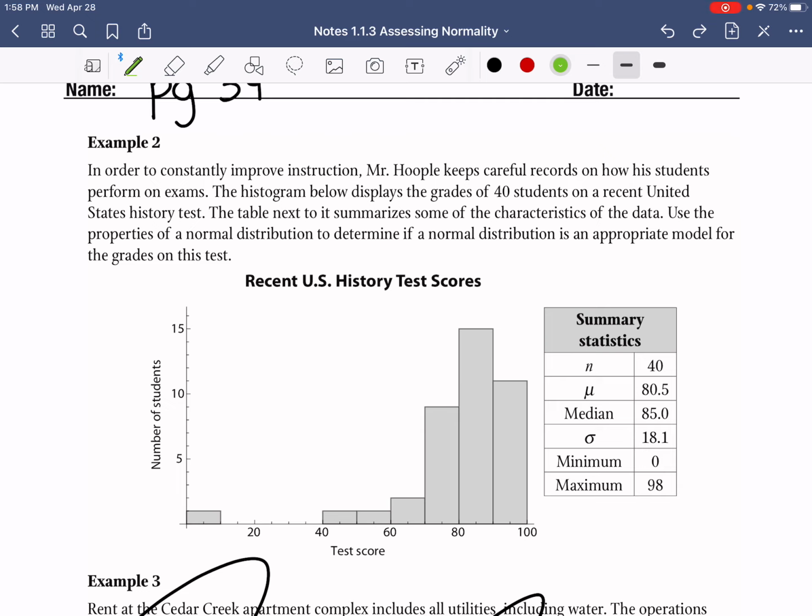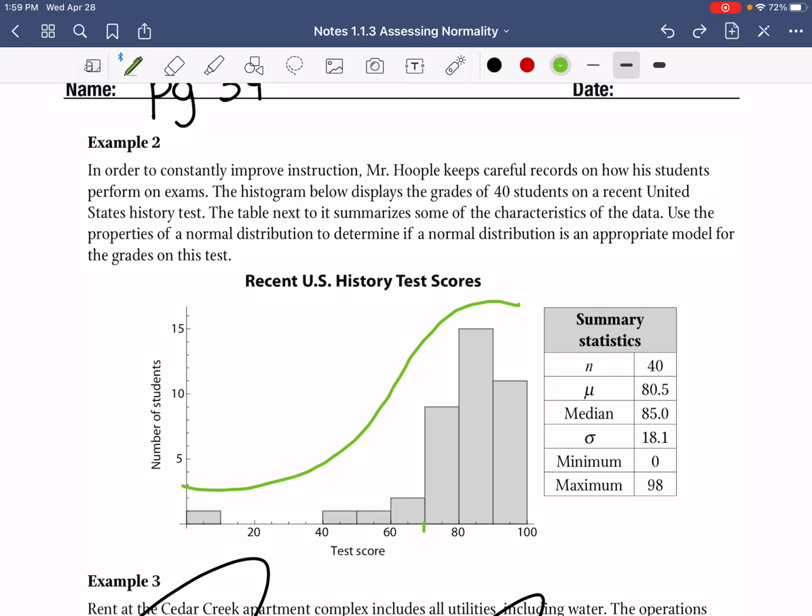Does our histogram look normal? Does it have the majority of the data in the middle and then a few values on the lower end and the upper end, right? So if I draw my little graph, would that be symmetric, right? Our answer is probably no. So the majority of students are actually doing really well.